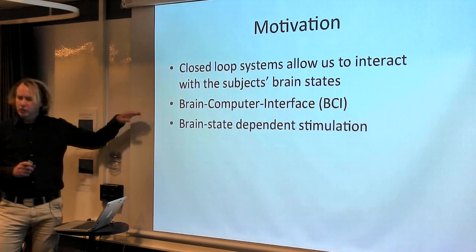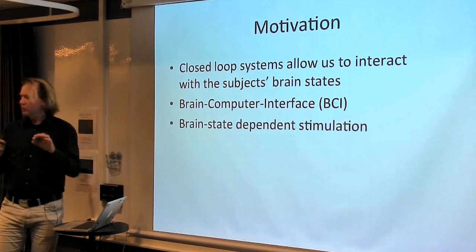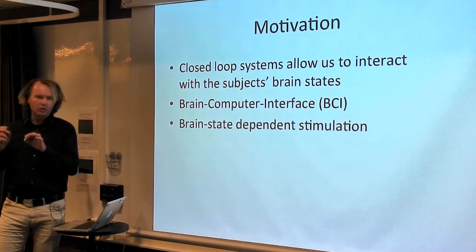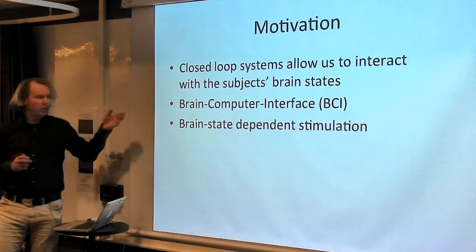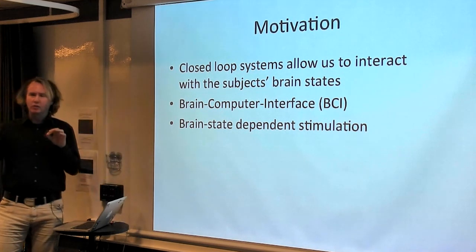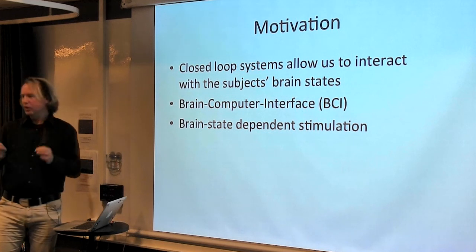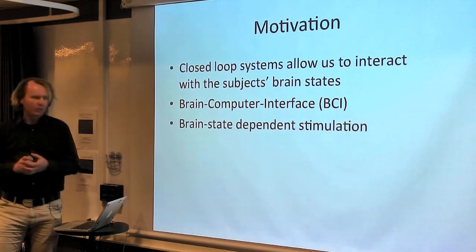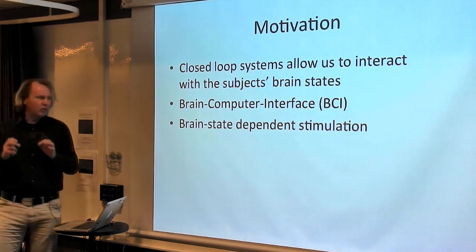Another domain where you can think about closed loop systems is if you present stimuli at a particular moment in time, depending on brain state, or in this case depending on the phase of the heartbeat, which would be one example of trying to stimulate at really precisely timed moments, making the experiment efficient in terms of acquiring as much data as possible with very precise timing.